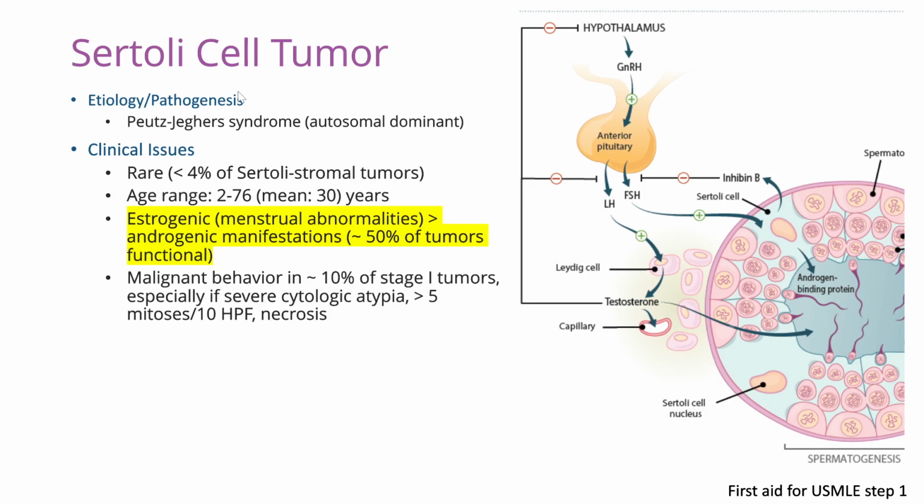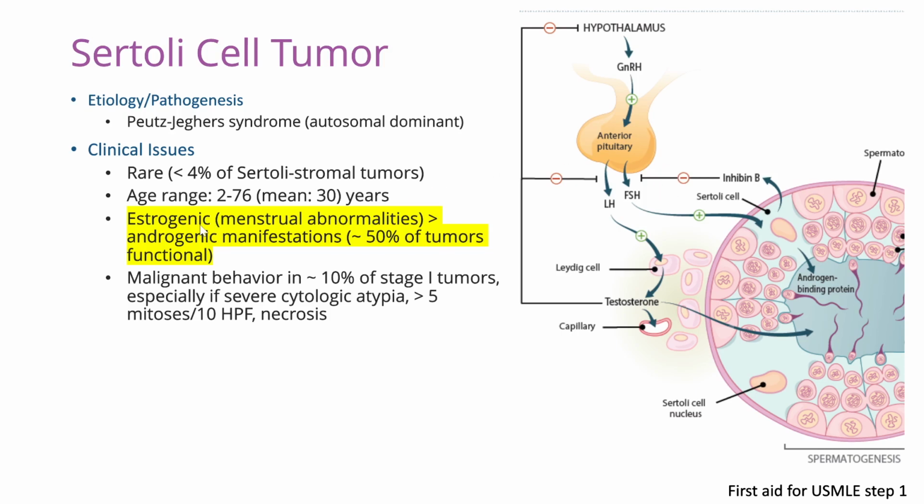Tumor. It is related to Peutz-Jeghers syndrome, and the mutation for Peutz-Jeghers syndrome is STK11. You need to remember it for the exam purpose. Sertoli cell tumor, as I mentioned, is the counterpart of granulosa cell tumor. So it receives the signal from FSH and secretes estrogen, and also secretes inhibin as a negative feedback.